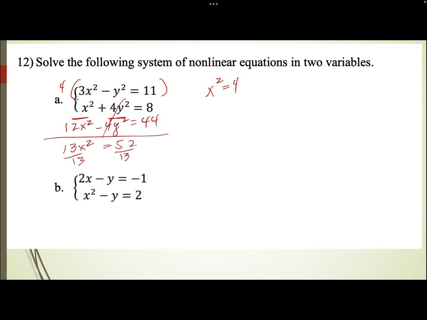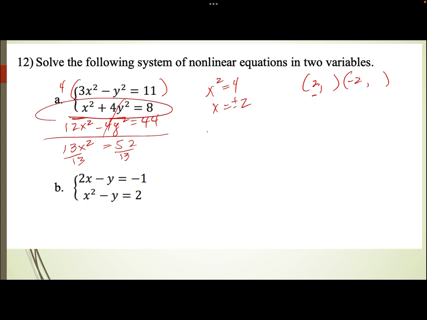This is where you've got to be very, very careful, because it's not x equals 2. It's plus or minus 2. Okay, so now that means I have two answers: x is 2 and x is negative 2. So I need to put 2 and negative 2 into one of these and see what I get.